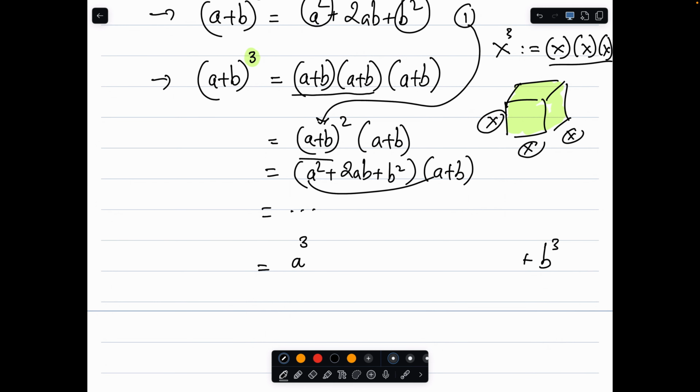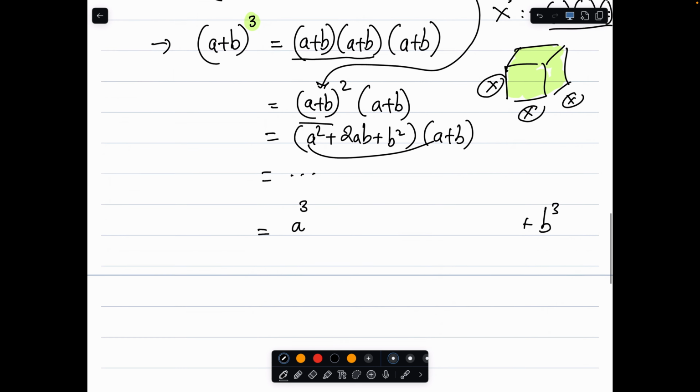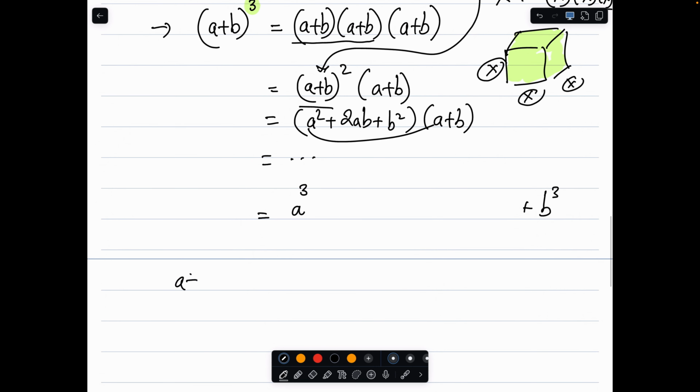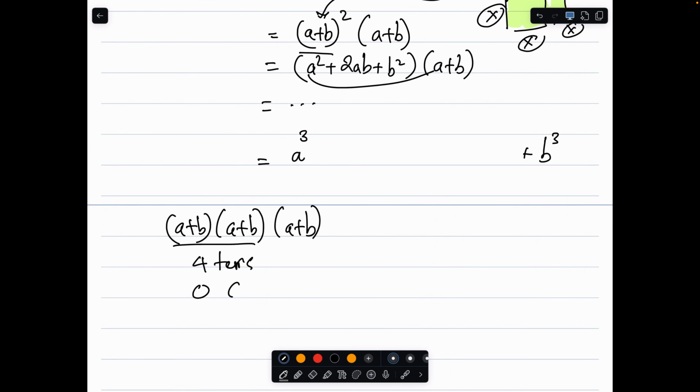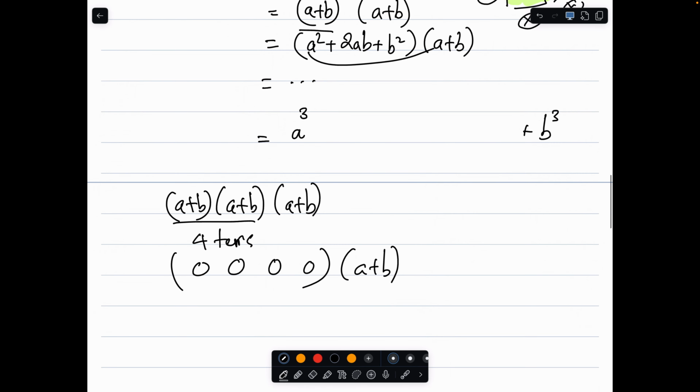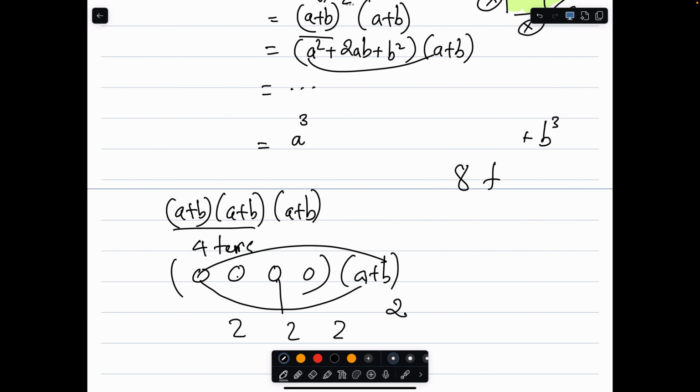And then how many terms? So a plus b, a plus b, a plus b. Here we have 4 terms. We already did that, right? 4 terms, you make it 1 term, 2 term, 4 term, and a plus b. Each term here combined with this a plus b gives you 2, and this guy gives you 2, this guy gives you 2, this guy gives you 2. So you should have 8 terms.